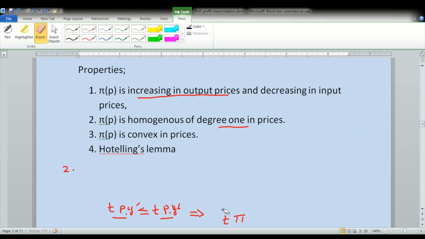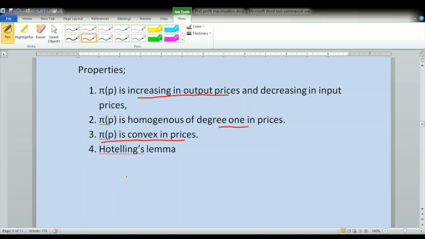So the other one, the third one, is important. It is important in terms of meaning as well. You should be able to understand the meaning of this third property, that the profit function is convex in prices. And again, when we say prices, that means output prices as well as input prices.